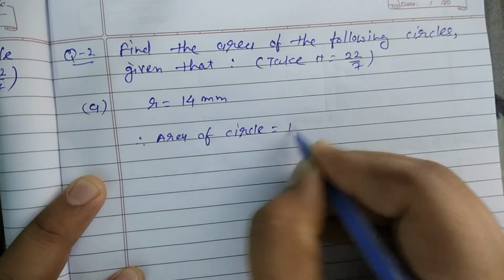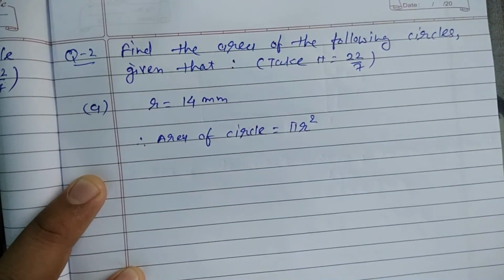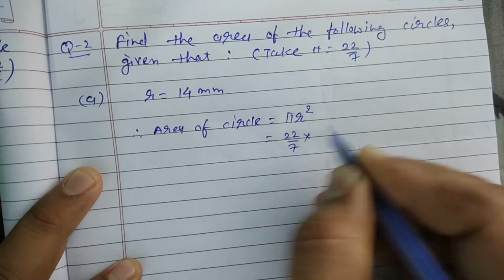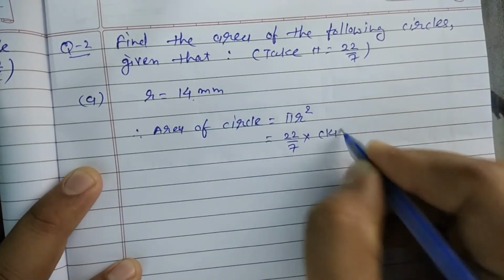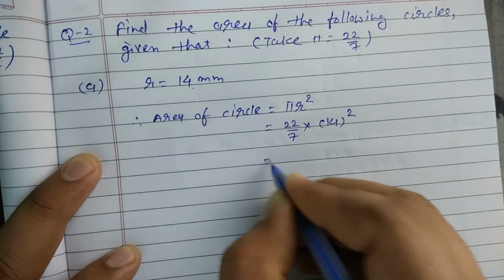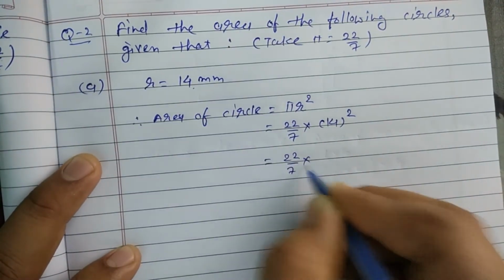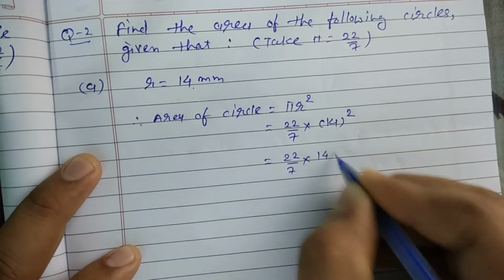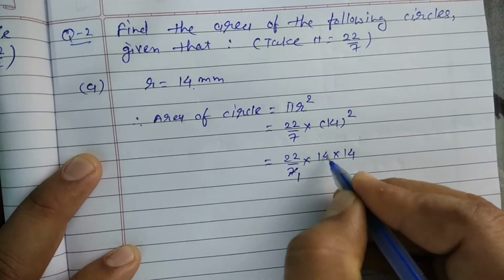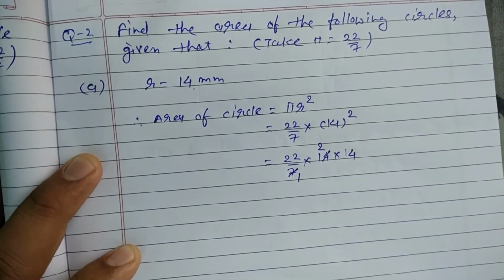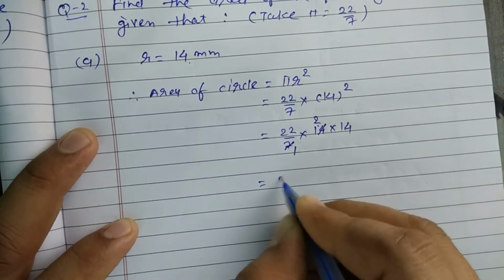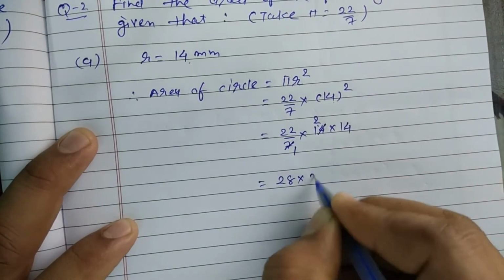That is nothing but pi r square. Here we have to take the value of pi as 22 by 7 multiplied by r, that is 14, squared. We will solve this. That is equal to 22 by 7 multiplied by 14 square. 14 multiplied by 14: 7 ones are 7, 7 twos are 14. So here what we get? 2 14s are 28 multiplied by 22.